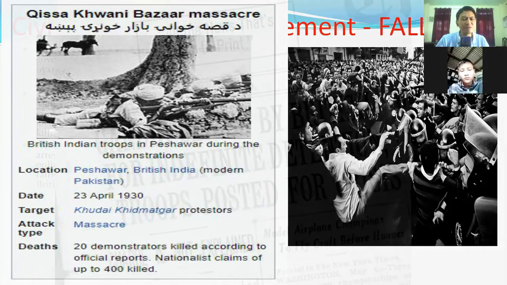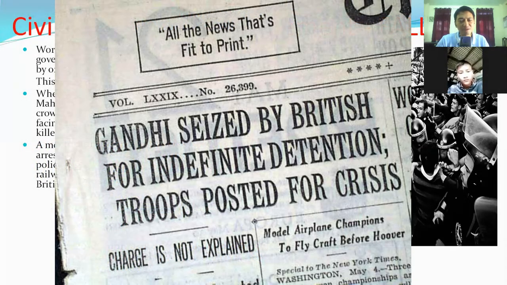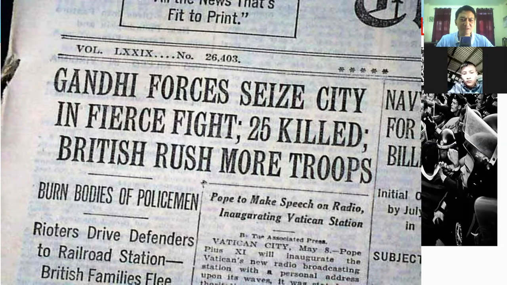Now, when Gandhi himself was arrested, the industrial workers, factory workers in Sholapur, also got quite violent. They attacked the police posts, the municipal buildings, the law courts, railway stations, all of these were structures that symbolized British rule or the British government.